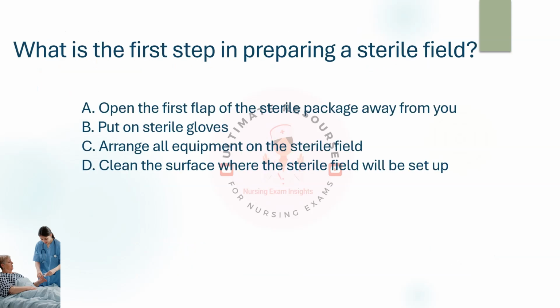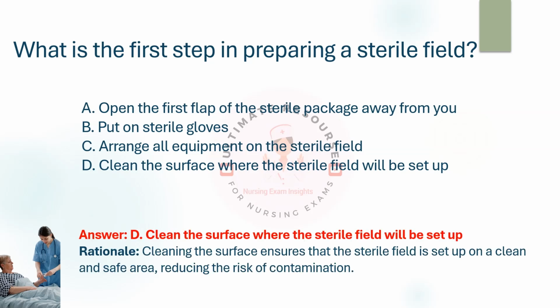What is the first step in preparing a sterile field? Options are A. Open the first flap of the sterile package away from you. B. Put on sterile gloves. C. Arrange all equipment on the sterile field. D. Clean the surface where the sterile field will be set up. Answer is D. Clean the surface where the sterile field will be set up.